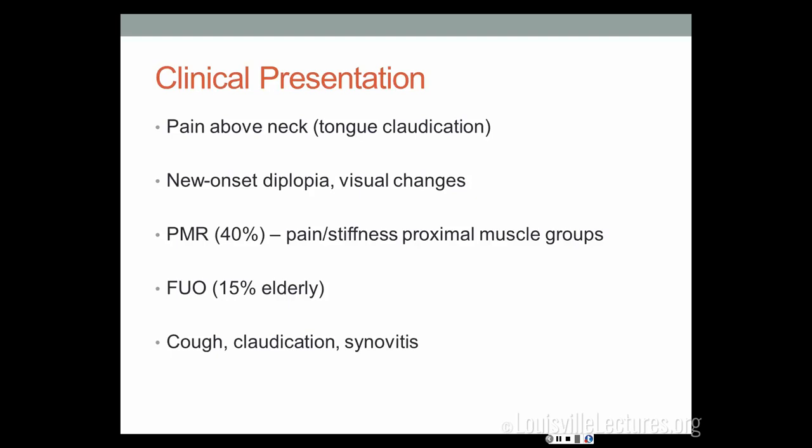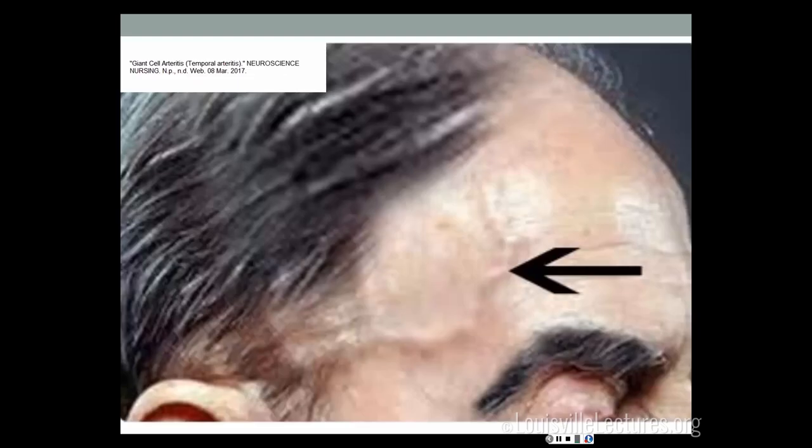They can also have weird symptoms too. They can have cough, they can have claudication if it's a large vessel like subclavian, and they can have synovitis. So they can have articular manifestations as well. And then nonspecific systemic symptoms, weight loss, fatigue, malaise. So this is abnormal temporal artery. It's nodular, it's enlarged. Right there.